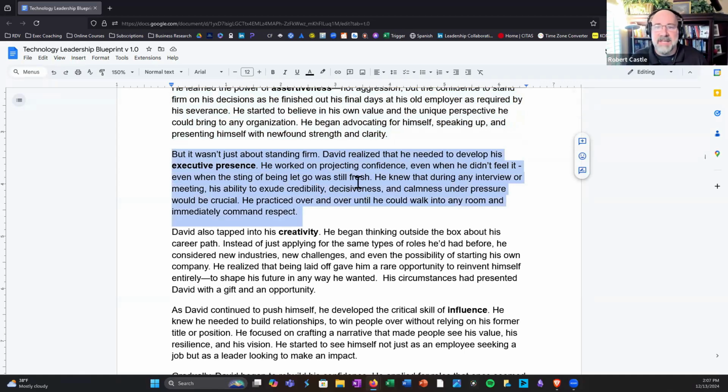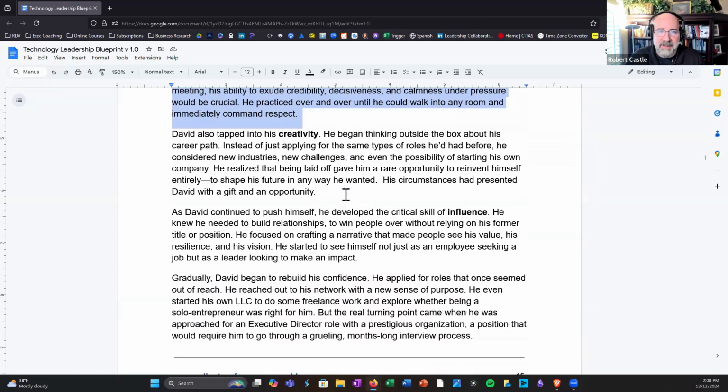David realized that he needed to develop his executive presence. He worked on projecting confidence. And even when he didn't feel it, even when the sting of being let go was still fresh, he knew that during any interview or meeting, his ability to exude credibility, decisiveness, and calmness under pressure would be crucial. He practiced over and over until he could walk into any room and immediately command respect.